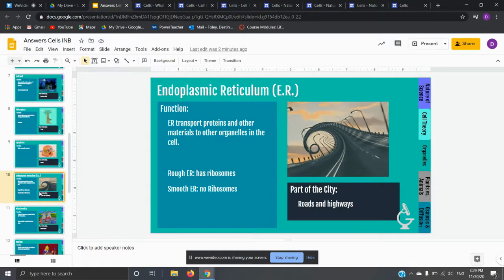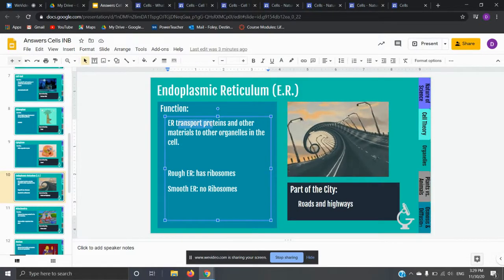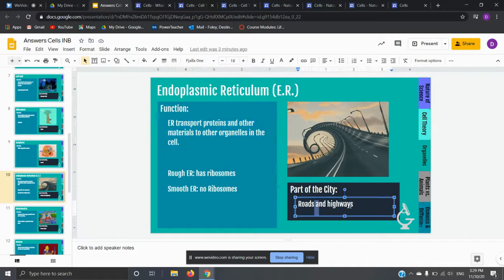The next thing we have is the endoplasmic reticulum, or the ER. So that word at the top is endoplasmic reticulum, or you can just call it the ER. The ER transports proteins and other materials to other organelles in the cell. So the ER works as your roads and your highways.